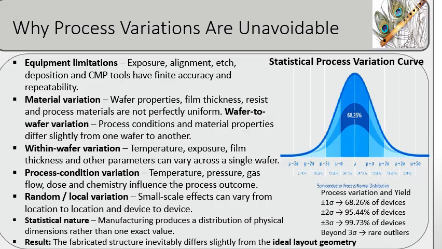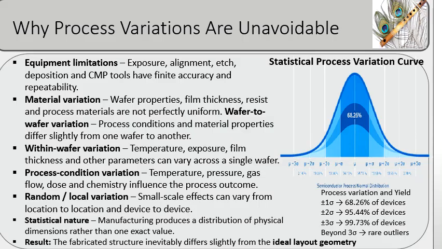Process variations are unavoidable because semiconductor manufacturing involves many physical processes, materials and equipment, each with finite accuracy and repeatability. Lithography tools, etching systems, deposition equipment, implantation systems, and CMP processes cannot reproduce exactly the same result every time. In addition, the properties of wafers, films, photoresists and other materials vary naturally. Some variations occur from wafer to wafer, while others occur across different locations on the same wafer. Temperature, pressure, gas flow, exposure dose, and process chemistry can also influence the final result.